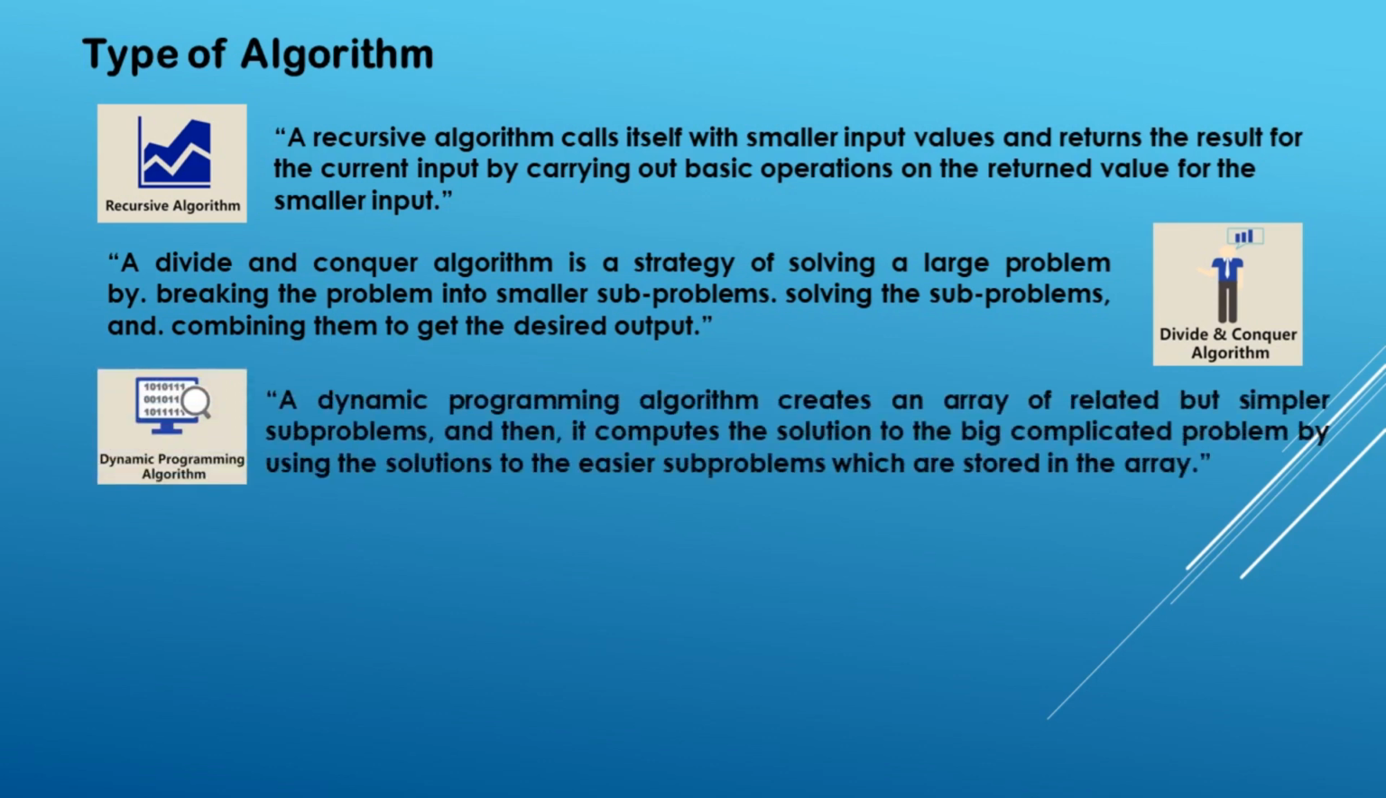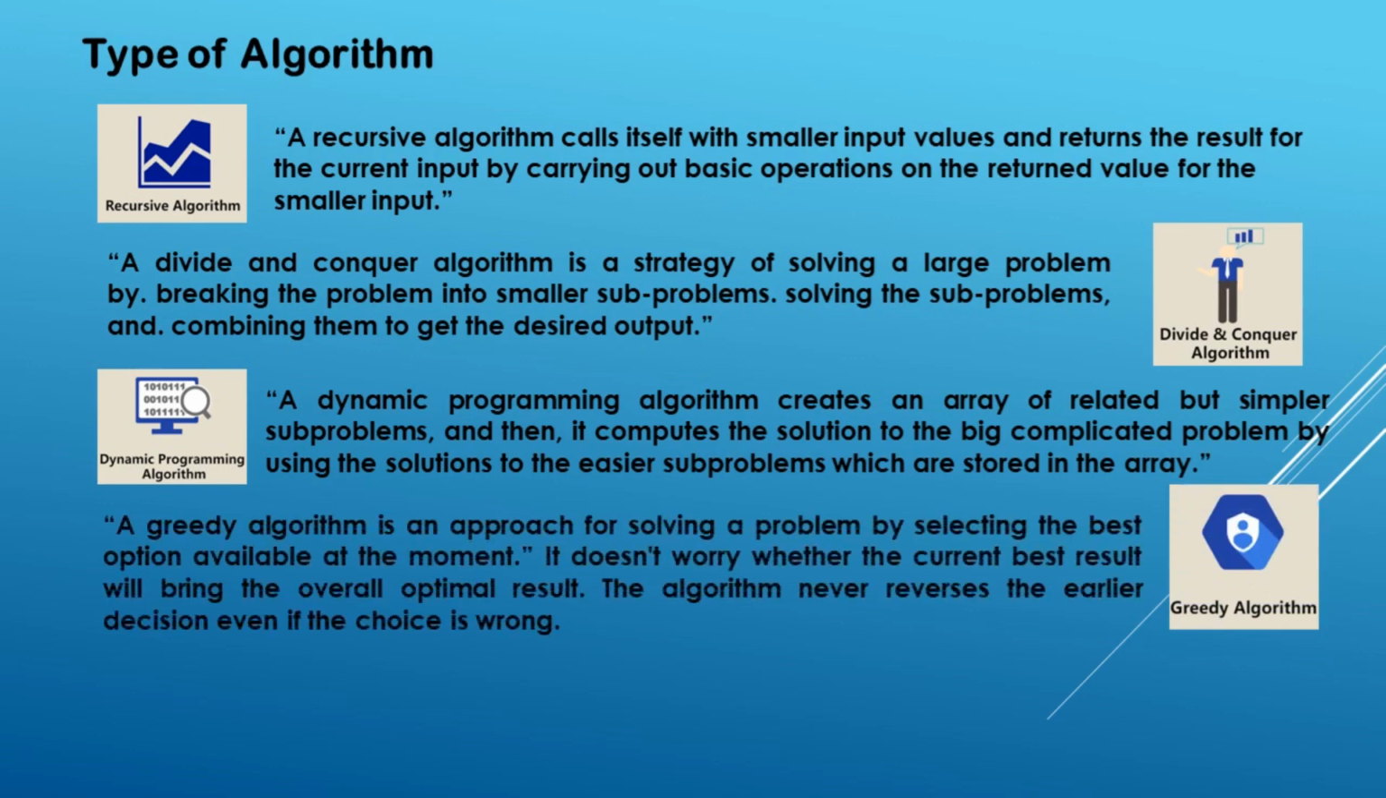And the next type is the dynamic programming algorithm. This algorithm creates an array of related but simpler subproblems, and then it computes the solution to the big complicated problem by using the solutions to the easier subproblems which are stored in the array. The next type is the greedy algorithm. A greedy algorithm is an approach for solving problems by selecting the best option available at the moment. In this type, the algorithm never reverses the earlier decision even if the choice is wrong.